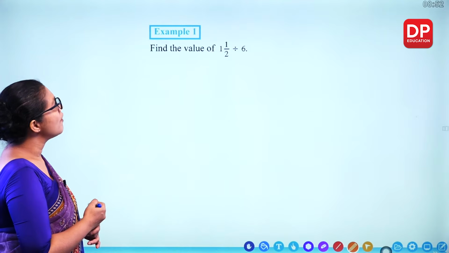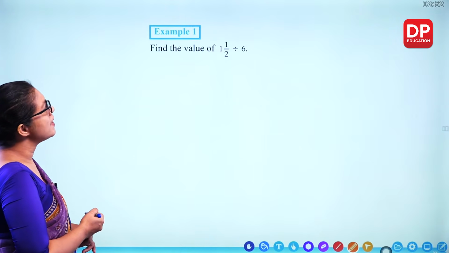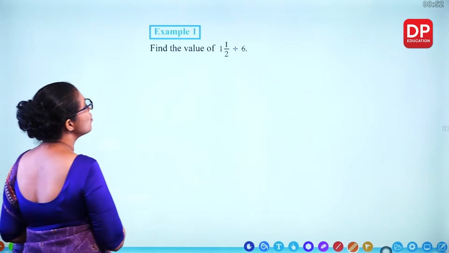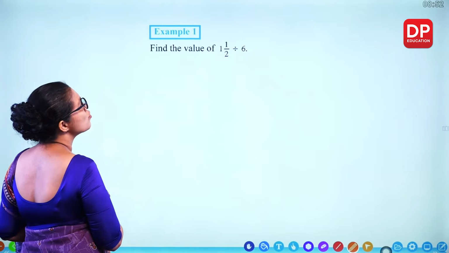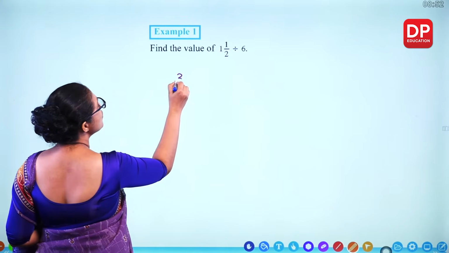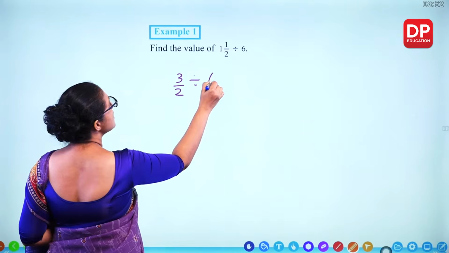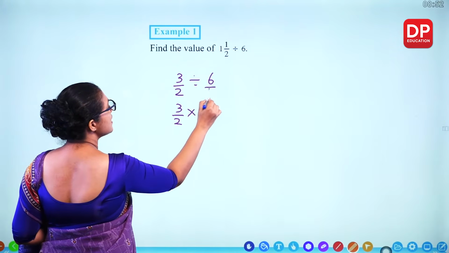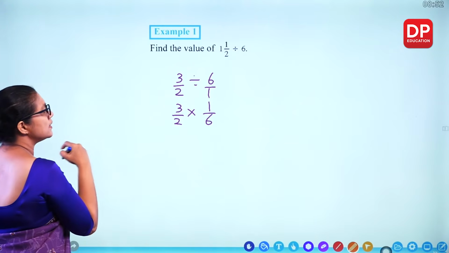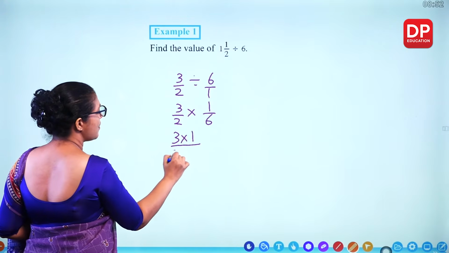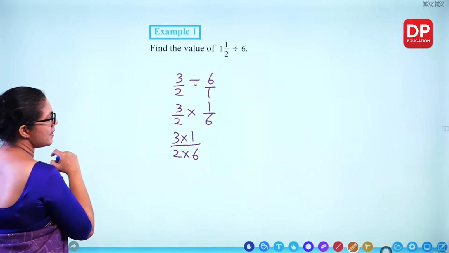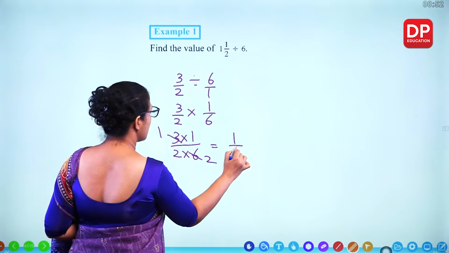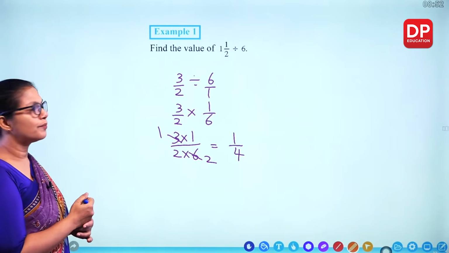Example number 1. Find the value of 1.5 divided by 6. What's the first step? This is a mixed number. Convert to improper fractions. 2 times 1, 2 plus 1, 3 over 2. Divide by 6. Now convert to multiplication by taking the reciprocal. Multiply the numerator separately and the denominator separately. 3 times 1 and 3 times 2. So what's the answer? 1 over 4.